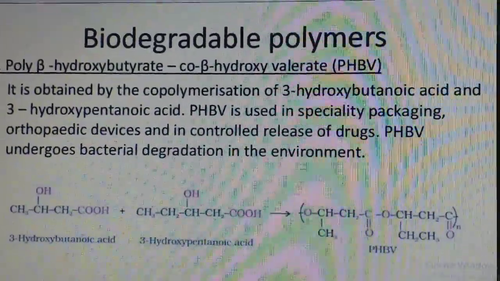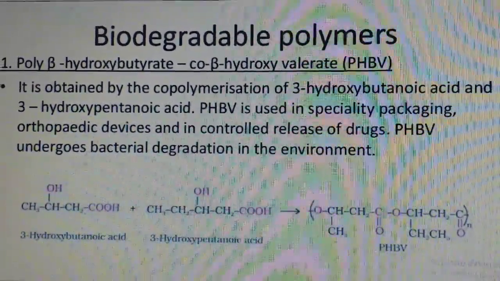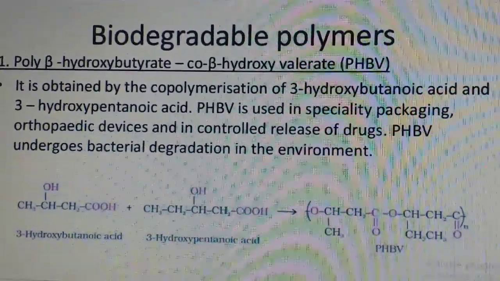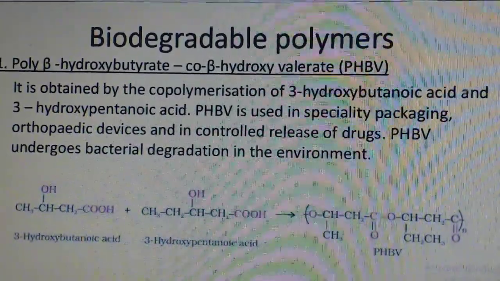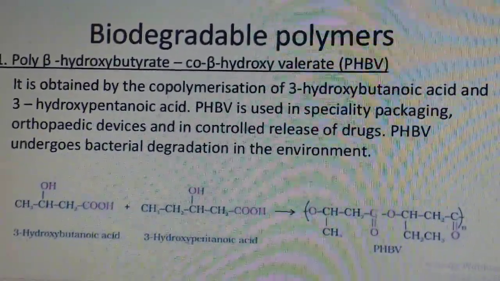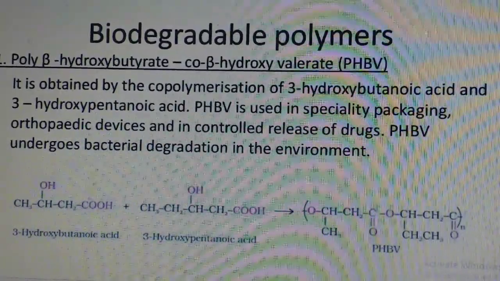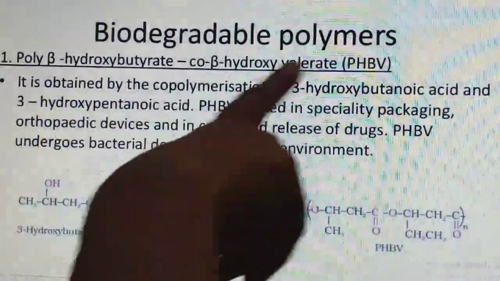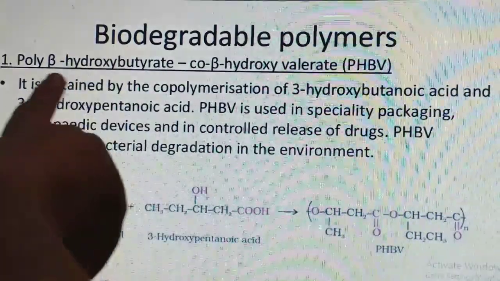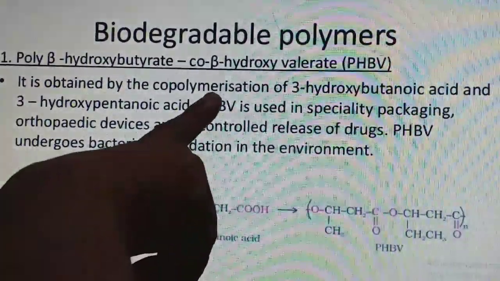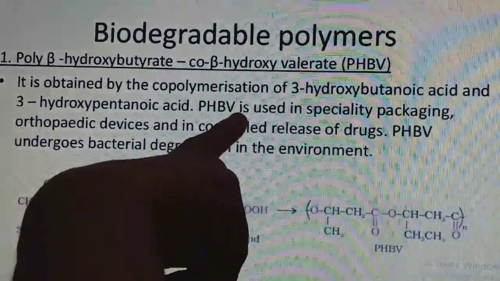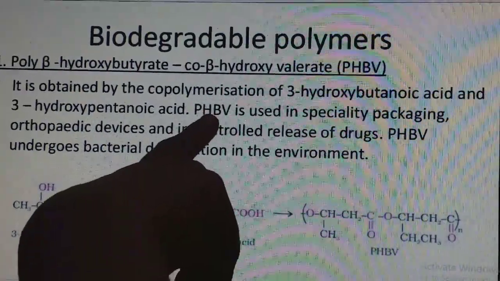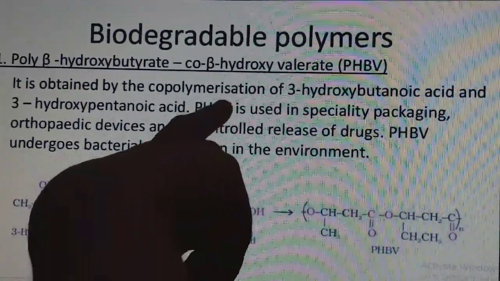Next, the last topic is biodegradable polymers. Biodegradable polymers means the polymers which can be easily degraded by microorganisms. Such polymers we call biodegradable polymers. Example number one is poly beta hydroxybutyrate co beta hydroxyvalerate. Co means it is a copolymer. This is one monomer and this is another monomer, and they undergo condensation forming PHBV, poly beta hydroxybutyrate co beta hydroxyvalerate, short form PHBV. P means poly, H means beta hydroxy, B means butyrate, V means valerate.